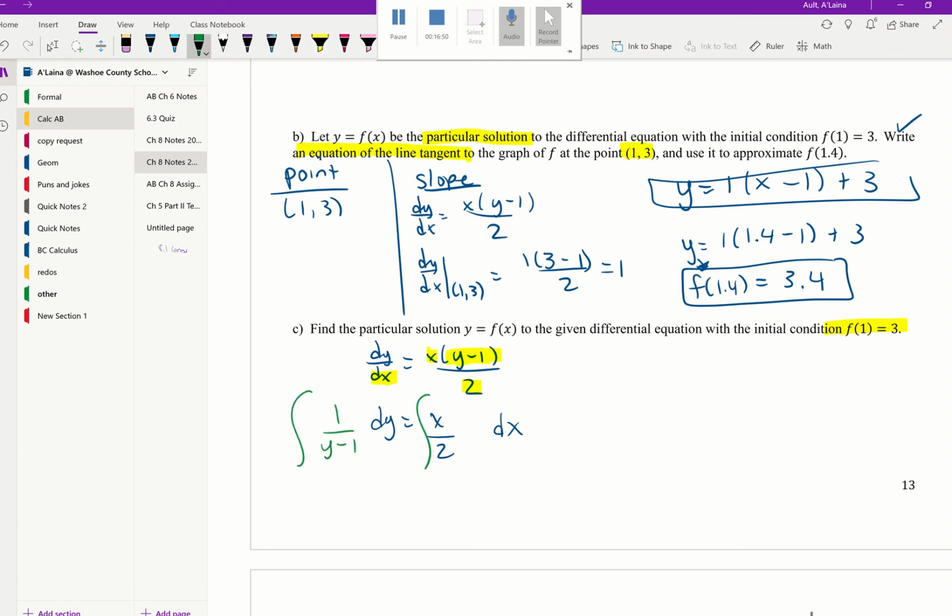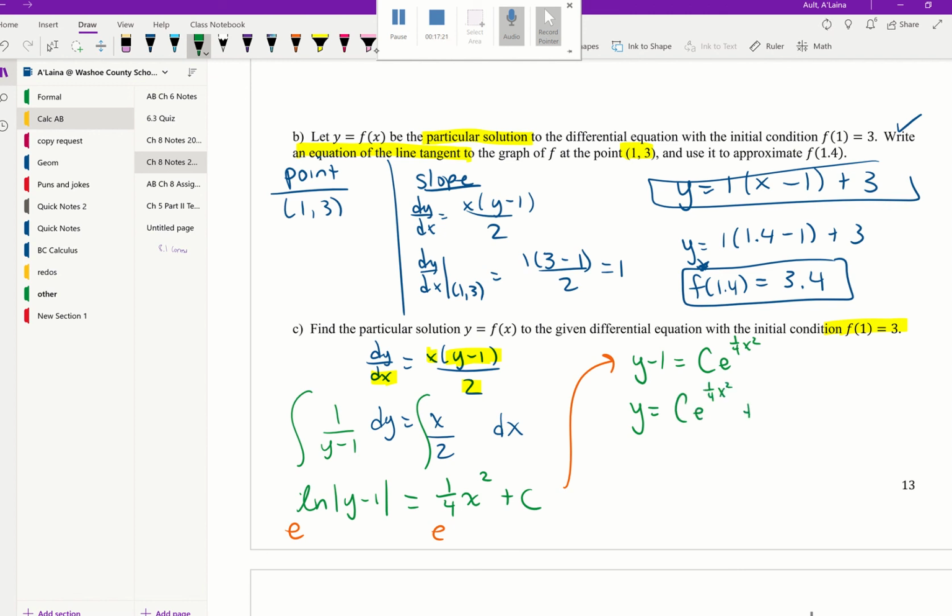Now that the variables are separated, I can integrate. This would be the natural log of the absolute value of y minus 1. And if I use the power rule over here, let's see, this would be 1/4 x squared plus c. I'm now going to exponentiate both sides. When I exponentiate both sides, I get y minus 1 is equal to c times e to the 1/4 x squared. And if I move the 1 over, y is equal to c times e to the 1/4 x squared power plus 1. My ordered pair has an output of 3 and an input of 1.